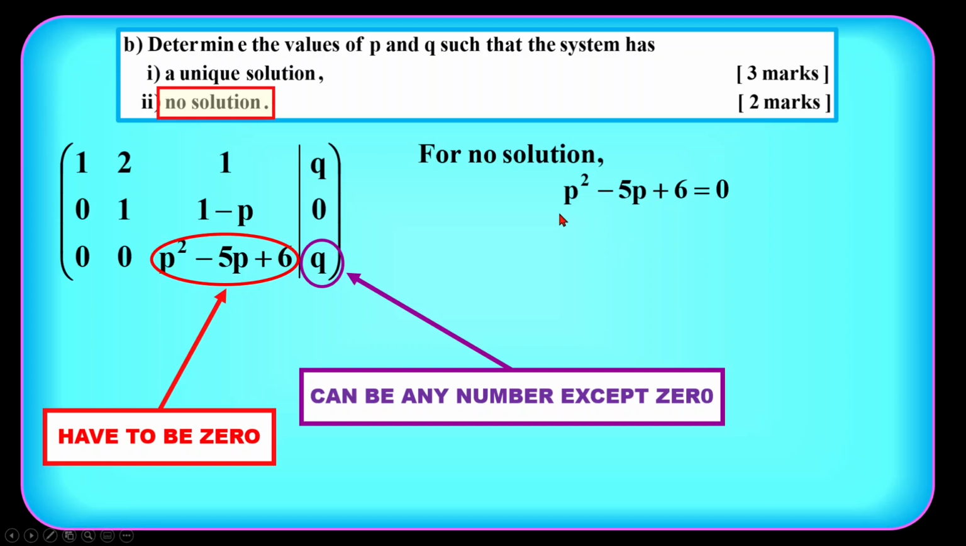Okay, so now I have put that into the position. I factorize it. Now that I know my p minus 2 and p minus 3 equals to 0, so I will have p equals to 2 or p equals to 3. But the q can be any number except 0, so I will write the answer as q cannot be 0. That will answer the 2 marks that they give you here for P and Q with no solution. Okay, so that is part B of the question.